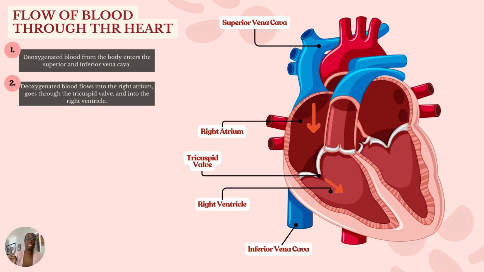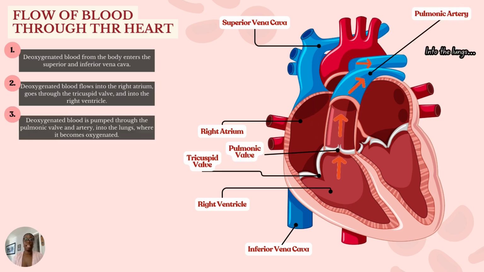But the blood doesn't actually stop there because blood flow through the heart is a continuous process. I want you to remember that. In a healthy heart, blood is going to continuously flow. It's not going to stop. So right when deoxygenated blood enters into the right atrium, it's immediately going to flow through the tricuspid valve and into the right ventricle. And then once blood enters into the right ventricle, it is then going to pump that blood up through the pulmonic valve and through the pulmonic artery into the lungs.